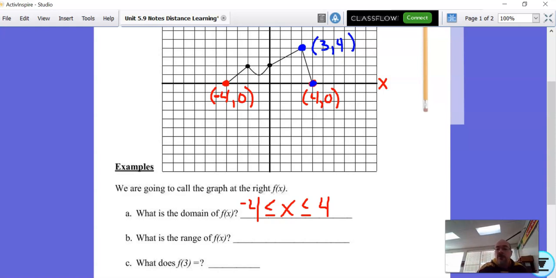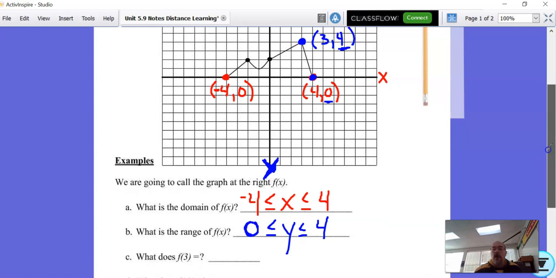Now the range, we put a y in the middle. When we do range, we look at the lowest dot to the highest dot, because the y, remember, is your vertical axis, the up and down. The lowest y value is a 0, and the highest y value is a 4. Be careful. Don't get your x's and y's mixed up.